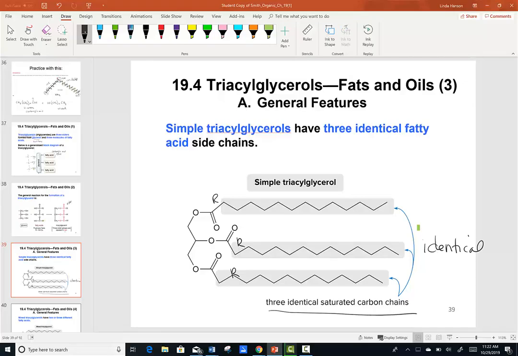And we also want to emphasize the importance of this word here, saturated. When you see saturated, it means that there are all single bonds. There are no double bonds in this structure at all. So a simple triacylglycerol repeats the same fatty acid chain for all 3 attachments to the glycerol backbone. Here is our 3-carbon chain, the glycerol backbone, and here are 3 identical fatty acid chains, giving a simple triacylglycerol.